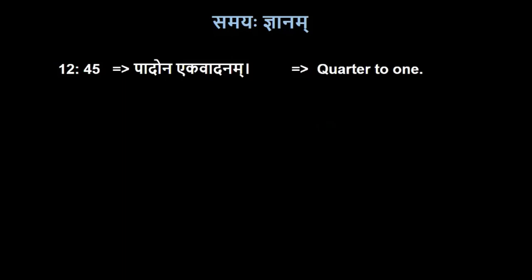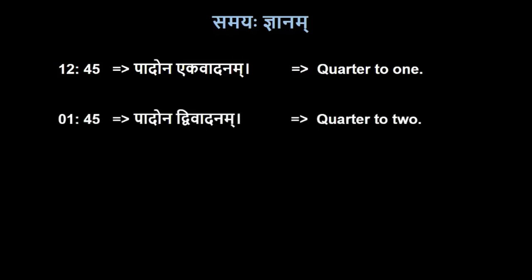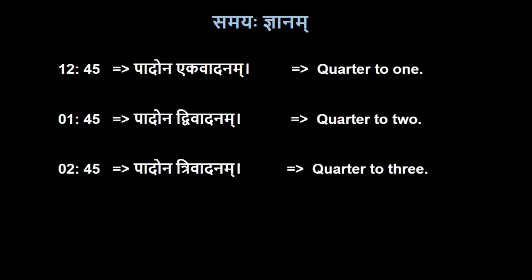So that is the difference. That is 15 minutes past is Sapad and 15 minutes less to or 15 minutes before is Padon. Padon Dvivadanam, quarter to 2, 1:45, that is what we call in English. So 15 minutes to is Padon Dvivadanam. Padon Trivadanam. Padon is quarter to, Tri is 3, Trivadanam, 3 o'clock.